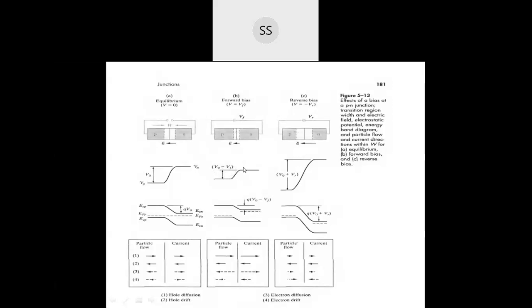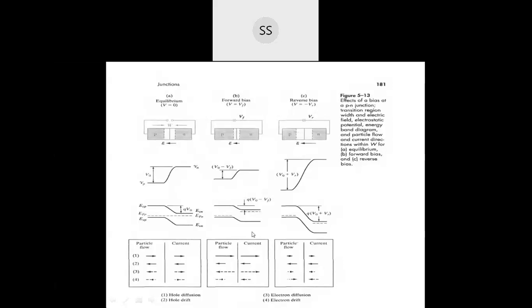In general, the barrier is reduced. Earlier there was a large barrier, and because of it any movement of holes and electrons across the junction was prevented. But now, because of the application of forward bias equal to Vf, the space charge region is shrinking and its width is reduced, as you can observe from the picture. The built-in potential barrier is also reduced in magnitude; now its value is only V naught minus Vf. This is the effect.